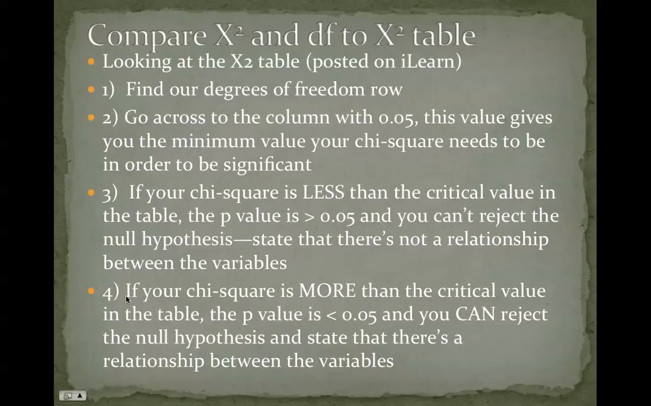However, as in number 4, if your chi-square statistic is more than the critical value in the table, the p-value is actually less than 0.05 and you can reject the null hypothesis and state that there's a relationship between the two variables. Now I know this is confusing, and we will try to go over this quite a bit in class throughout the semester.